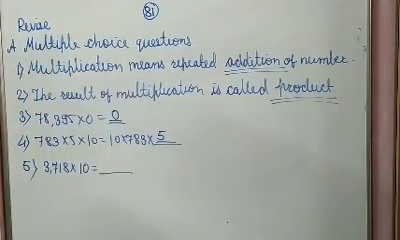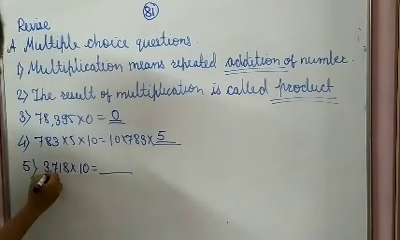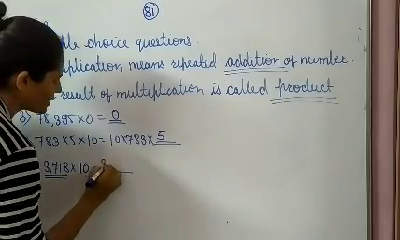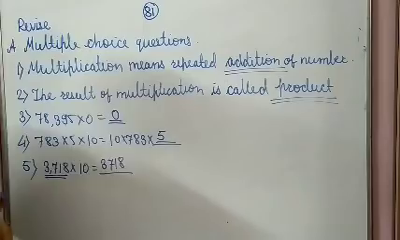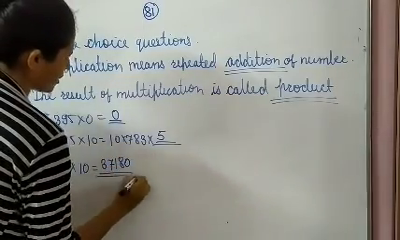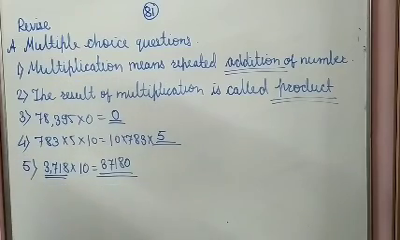Now if you multiply 10 with any number, then what you have to do? Whatever the number is, write that number as it is, 3718, and add this 0. Means only on the one's place you have to add 0. So that is the answer.